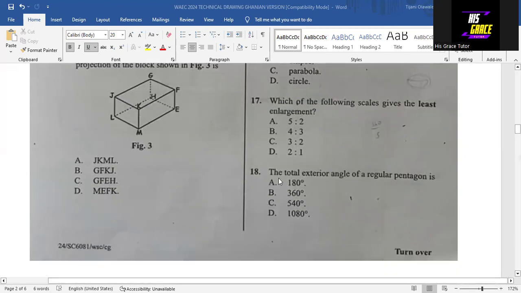Then question 18 says that the total exterior angle of a regular pentagon is 360. So option B is the answer to that question.